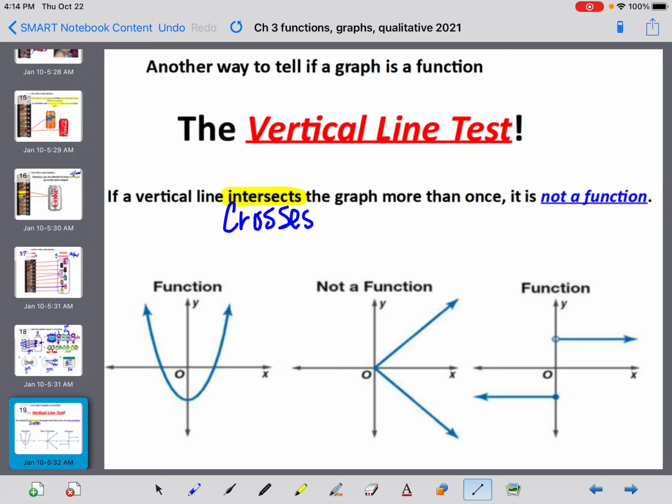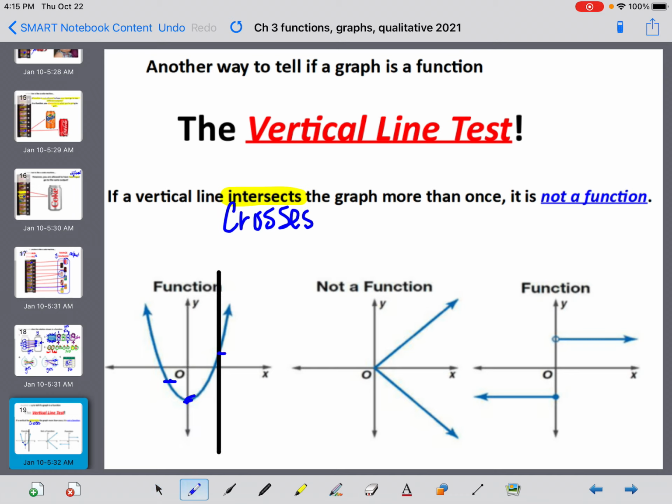So let me get a vertical line out here, right? And here's some illustrations of functions. So there's my vertical line. If I took a vertical line at any point on this graph and moved it across, at any time as I take this vertical line across here, is it ever touching more than one place, right?